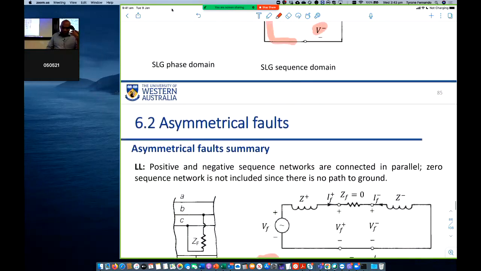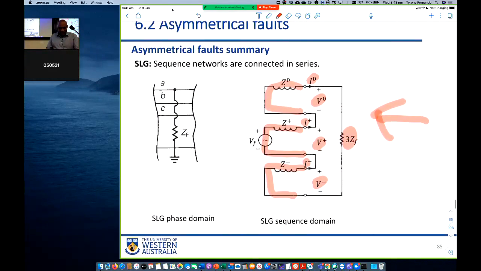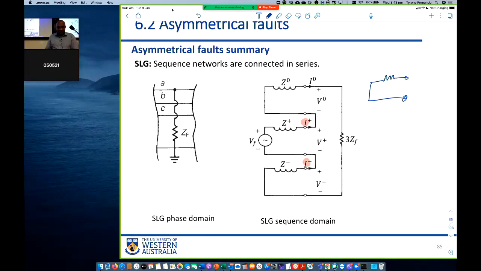So let me summarize, right? The zero sequence circuit looks all the time like this, always like that, Z0. The positive sequence circuit always looks like this, for all types of faults. The negative sequence circuit looks like this, always looks like that. It doesn't matter what type of fault it is, it's going to look like that.